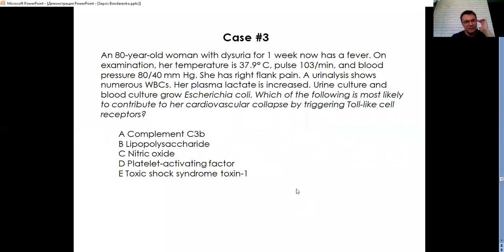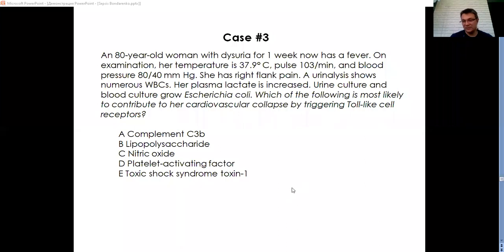Case number 3. An 80-year-old woman with dysuria for 1 week now has a fever. On examination, temperature 37.9, pulse 103 per minute, blood pressure quite low, right flank pain. Urinalysis shows numerous WBCs. Her plasma lactate is increased. Urine culture and blood culture grow Escherichia coli. Which of the following is most likely to contribute to her cardiovascular collapse by triggering toll-like receptors? Remember that the toll-like receptor is the receptor for pathogen-associated molecular patterns.